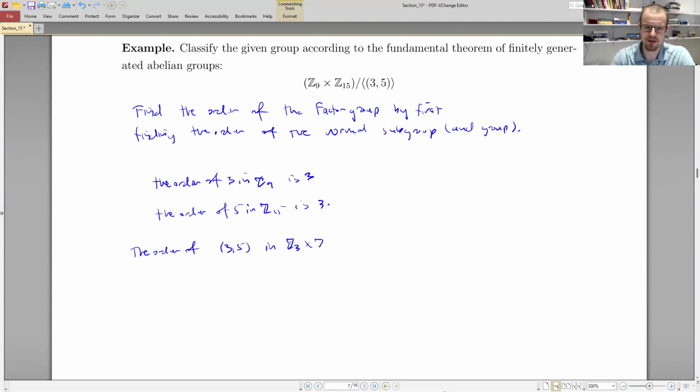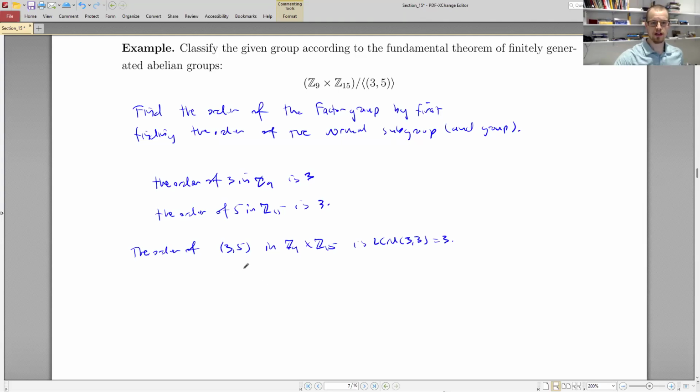Z9 direct product with Z15. I'm sorry, that's supposed to be Z9. Z9 direct product with Z15 is the least common multiple of those two orders themselves, 3 and 3, but that, of course, is 3.